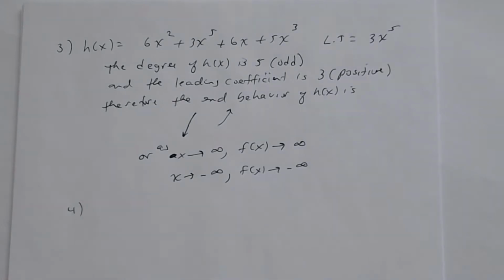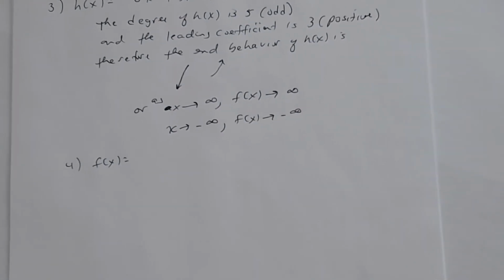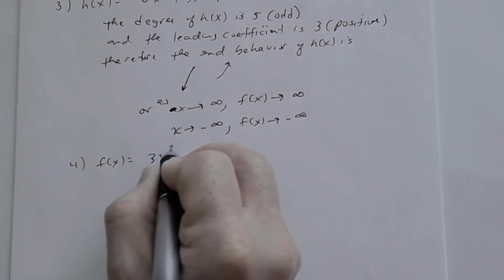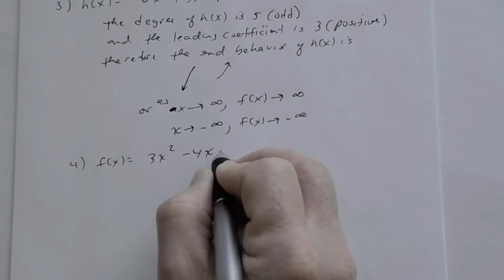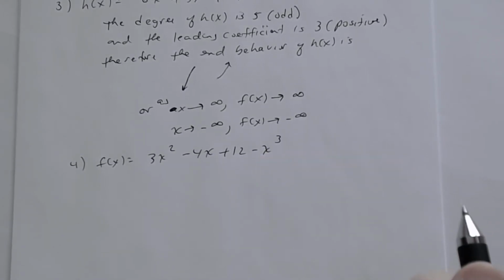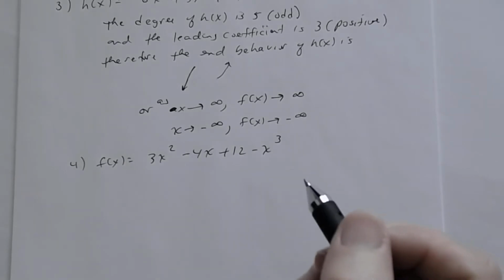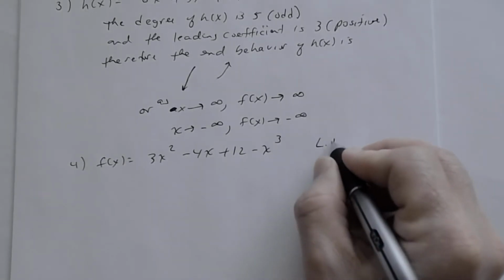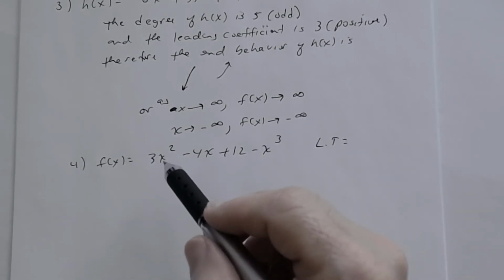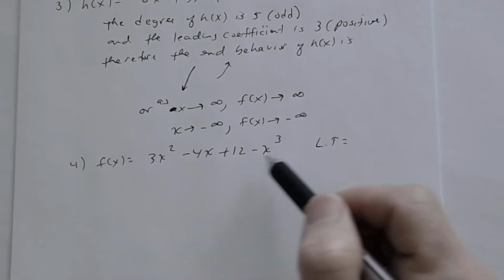So let's suppose in number 4, I have, let's see, I have this. So f of x is, so let's say f of x is 3x squared minus 4x plus 12 minus x cubed. All right, so I have this polynomial function. All right, so first of all, we got to determine the leading term. So the leading term is equal to what? So you remember the one with the larger exponent for the variable. So that's going to be this one.